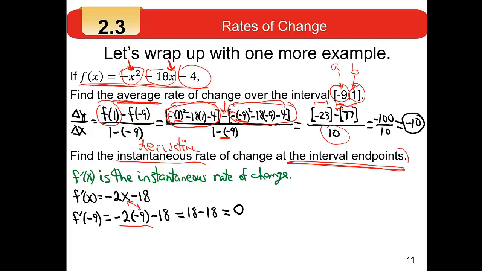It said to do it at both endpoints, so we have to do it again. The other endpoint is 1. We plug 1 in here for x. You get negative 2 minus 18, which is negative 20.